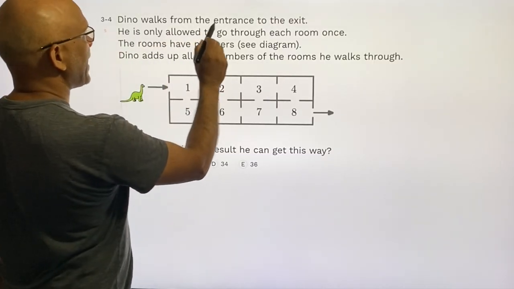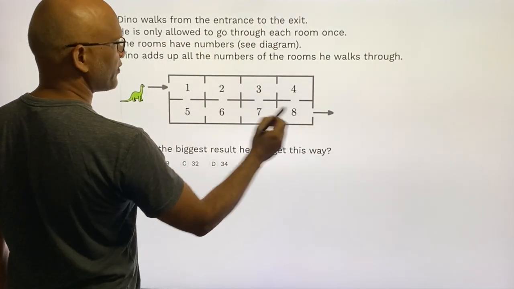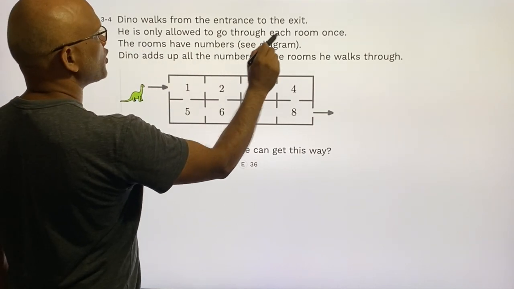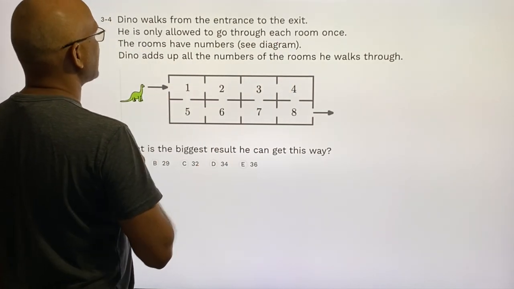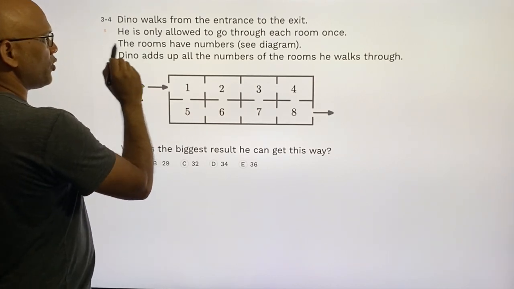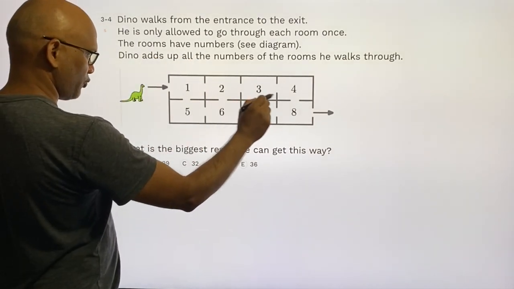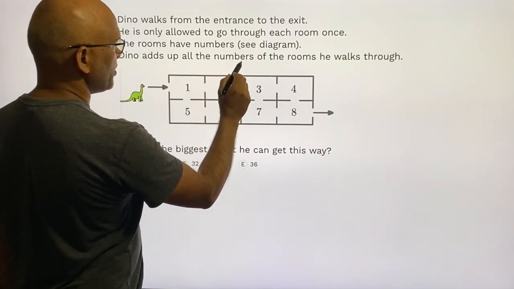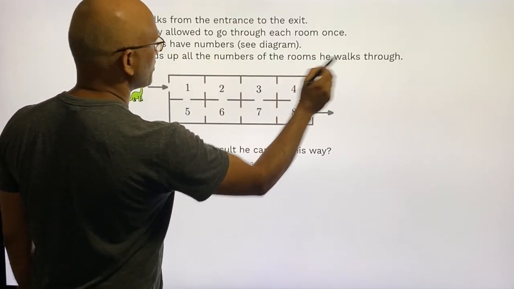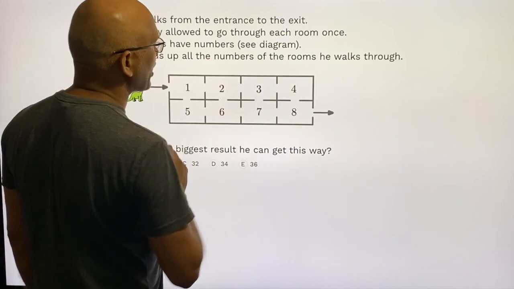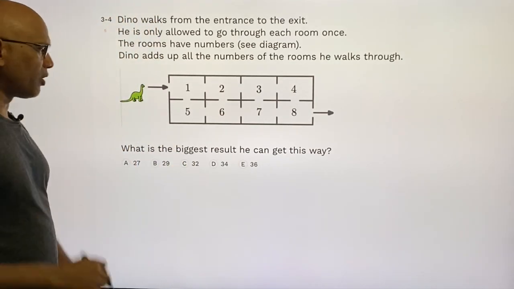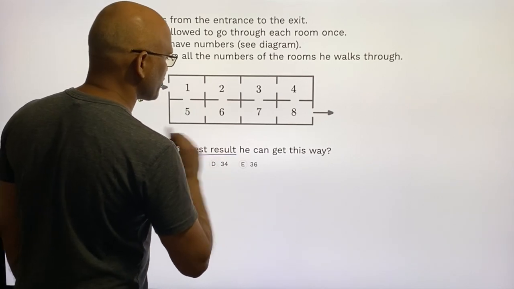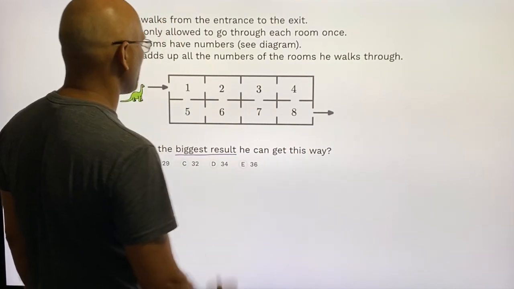Dino walks from entrance to the exit. This is the entrance. This is the exit. He is only allowed to go through each room once. We cannot visit the same room twice. The rooms have numbers. We can see that in the diagram. Dino adds up all the numbers of the rooms he walks through. So basically, whichever room we walk through, we add up all those numbers. Now, what is the biggest result? We want the biggest result he can get this way.